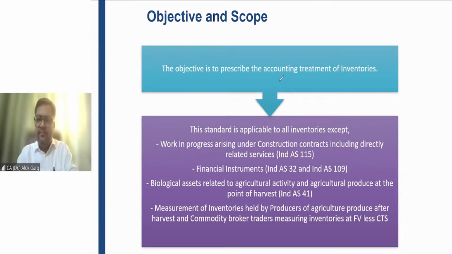So friends, for Nestle, what is the inventory? Nestle is into cold drinks, into chips. So what is inventory? Maggi, right? So these are the inventories. This standard is applicable to all inventories in which the business is trading, in which the business is manufacturing, except, so some negative list is given, except work in progress arising under a construction contract, including directly related services, right?